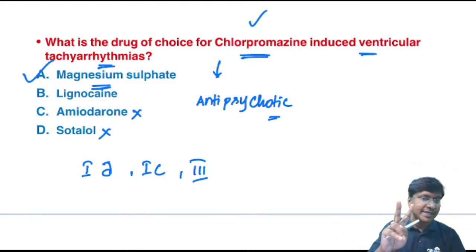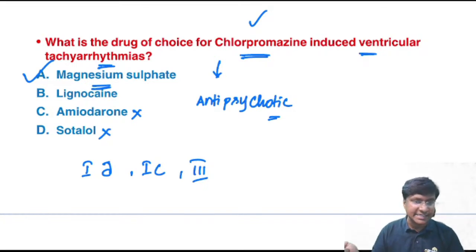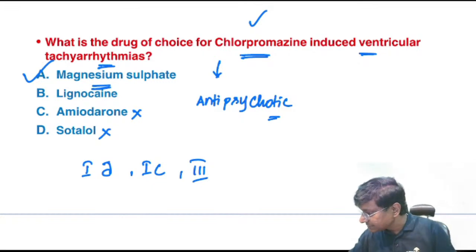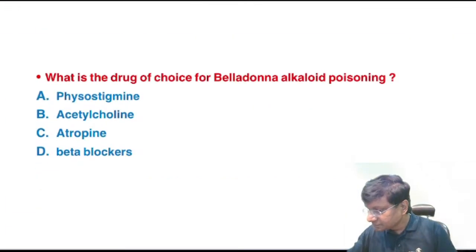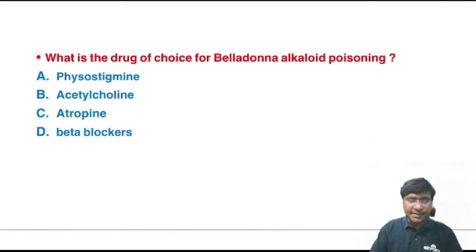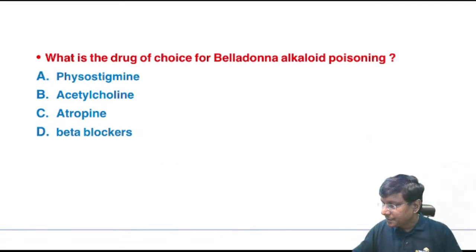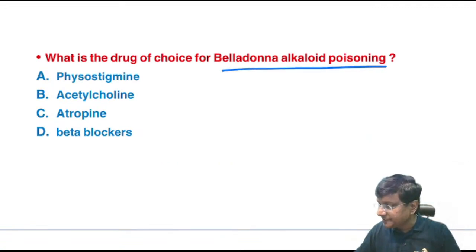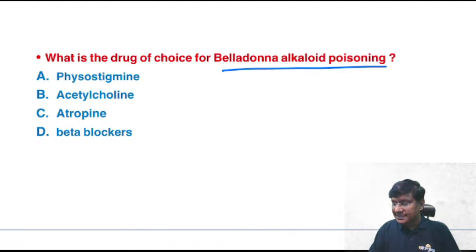So we have discussed two anticholinergic overdose causes. One is antihistamines, that is diphenhydramine and doxylamine. The other one is the antipsychotics, because antipsychotics also inhibit muscarinic activity. Next, what is the drug of choice for Belladonna alkaloid poisoning? Physostigmine, acetylcholine, atropine, beta blockers.